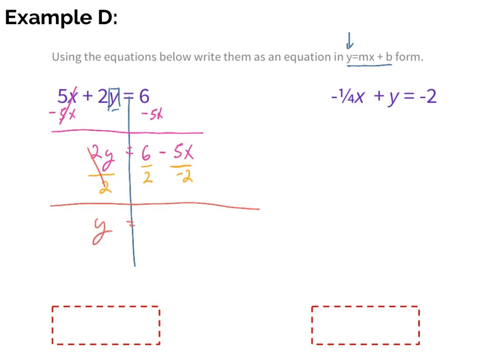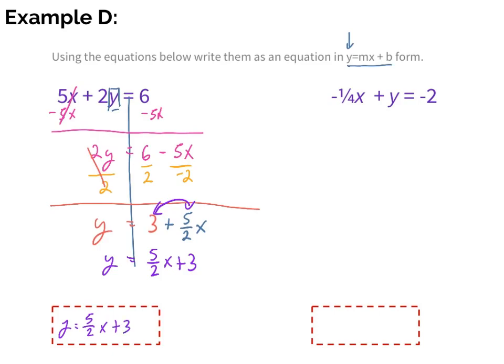6 divided by 2 is going to be 3, and then negative 5 divided by negative 2 is going to result in a positive, but it is going to be a fraction. I can't simplify 5 over 2, so I'm going to end up with plus 5 over 2 x. So 5 halves x, and now I'm going to write it in slope-intercept form: y equals 5 halves x plus 3. Notice I can change the order of the 5 halves x and 3 because of the commutative property, which allows me to move the order of addition around. So the answer I'm going to go with is y equals 5 halves x plus 3.